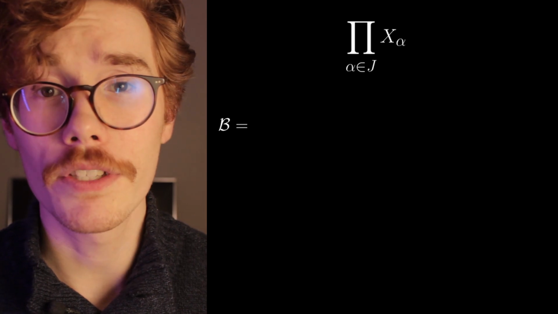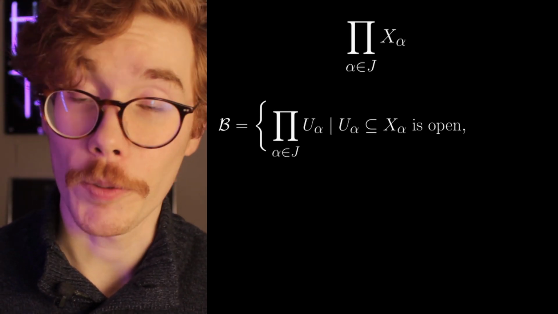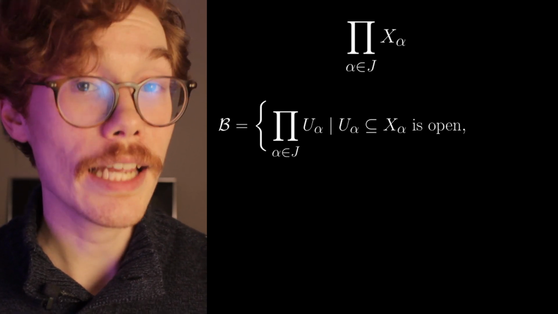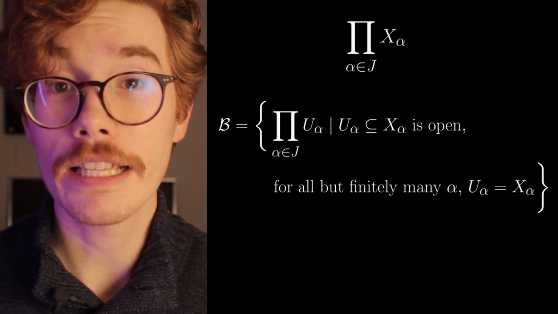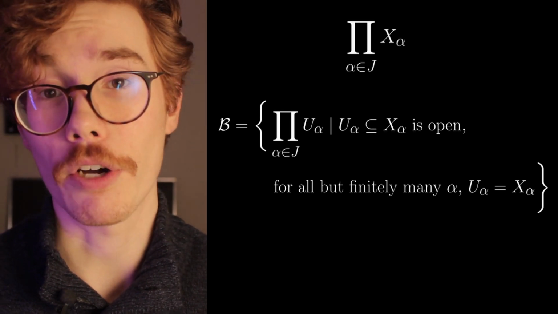Here's the right idea. Build a basis on the product of X sub alphas by taking the product of U sub alphas, where U sub alpha is open in the corresponding X sub alpha, except that for all but finitely many alpha, U sub alpha is the whole space X sub alpha. First off, notice that this will agree with the definition in the finite case, since the for-all-but-finitely-many condition is going to be true.